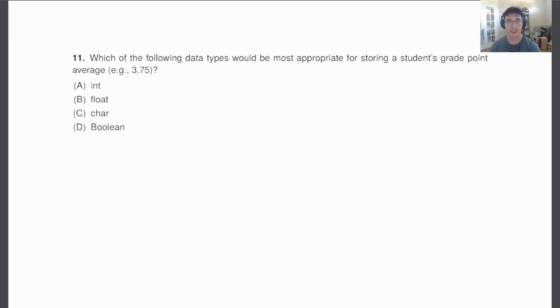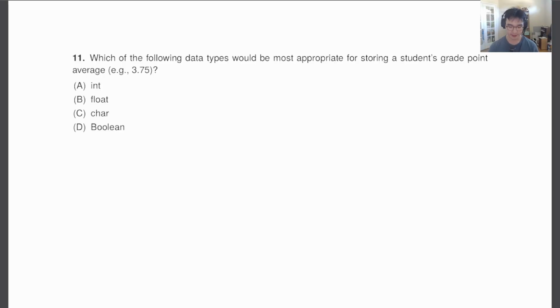All right, let's go ahead and go on to question 11. Question 11 asks, which of the following data types would be most appropriate for storing a student's grade point average? The example they give is 3.75. The key thing for this question is grade point averages are numbers and they might have a decimal point. So which of these variable data types can store a number that might be a decimal number?